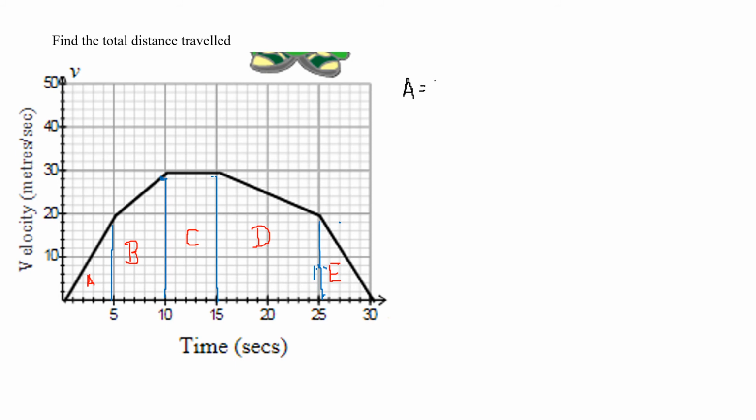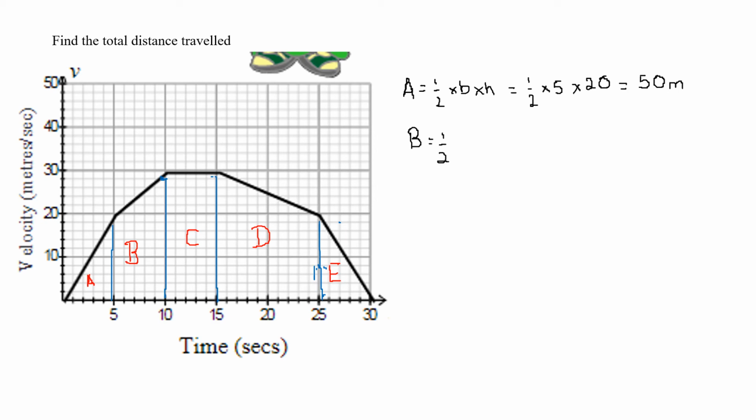So I've got a triangle, so I'm going to do half times base times height, and that will give me half times my base is 5 and my height is 20. So that's going to give me 50. And because my velocity is in meters per second, my distance travelled will be in meters. So in section A of my graph, my particle travels 50 meters. Now let's have a look at B.